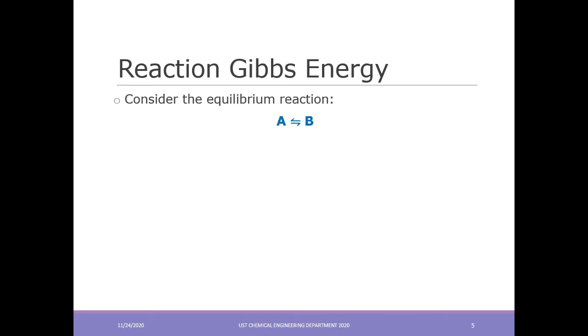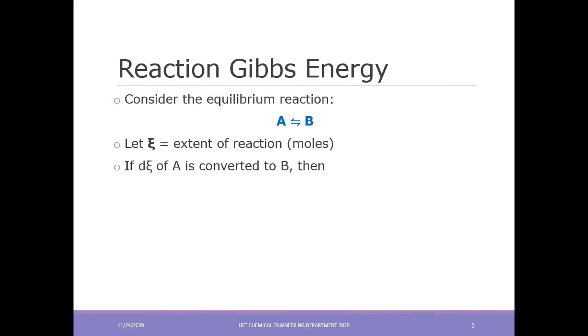First, let's consider this equilibrium reaction, where reactant A is converted to product B. Let ξ represent the extent of reaction reported in units of moles. If an infinitesimal amount dξ of A is converted into B, we can get the change in amount of A, dn_A, equal to negative dξ. Negative because A is being consumed. Likewise, the amount of B that was produced, or dn_B, is equal to positive dξ.